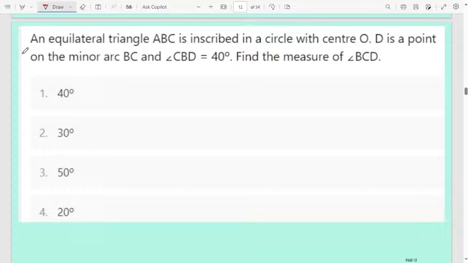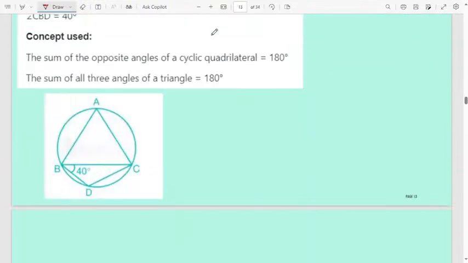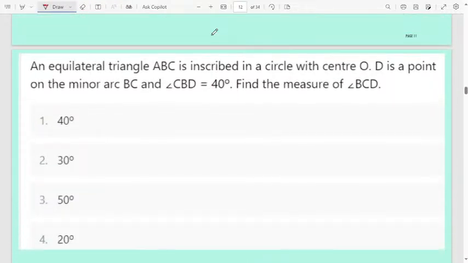Yes, an equilateral triangle ABC. I included the diagram here, I think. I will read the question, then I will show the figure. An equilateral triangle ABC is inscribed in a circle. Inscribed in a circle means the triangle is included inside the circle with center O.